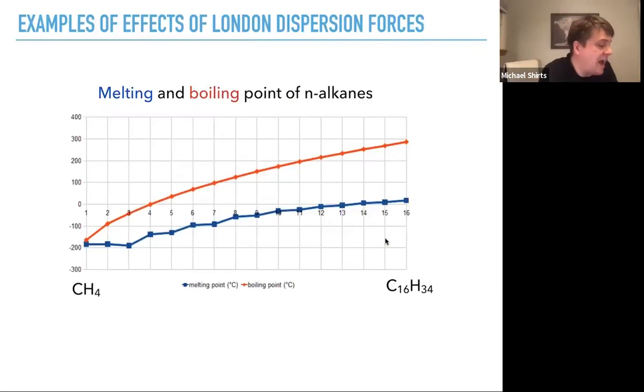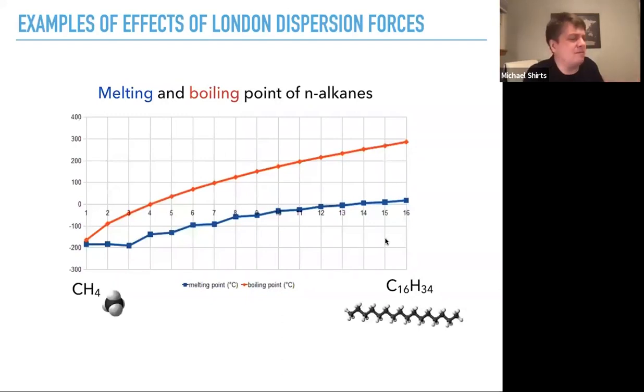And as you can see, as you go up from CH4, methane, the smallest alkane, all the way to C16H34, the melting points go up, and the boiling points go up as well. They all go up because the bigger it gets, the more interactions it has. So molecular weight, like the total number of electrons, is the biggest effect. There are some other minor effects as well.